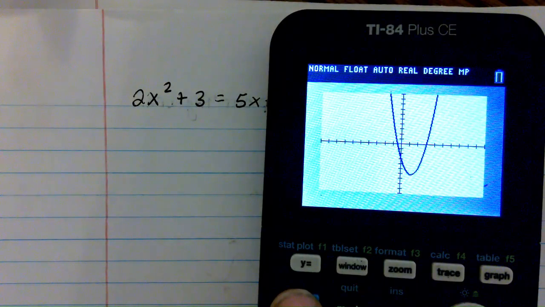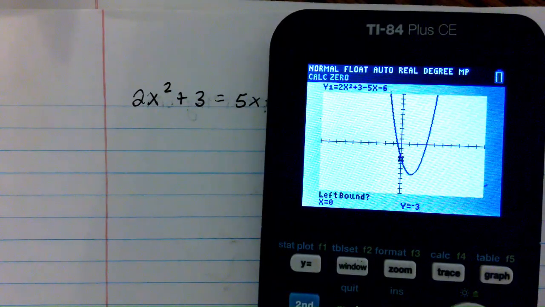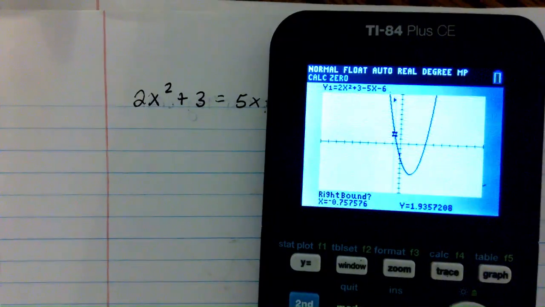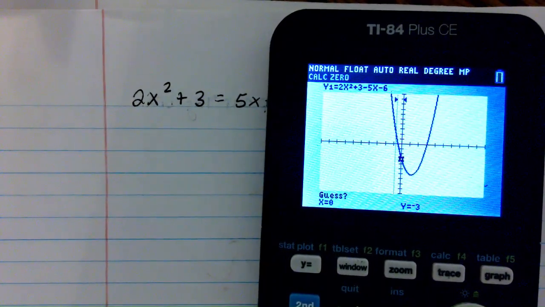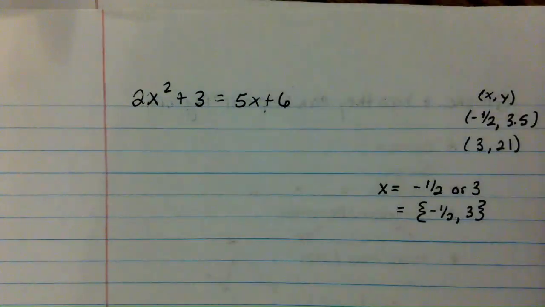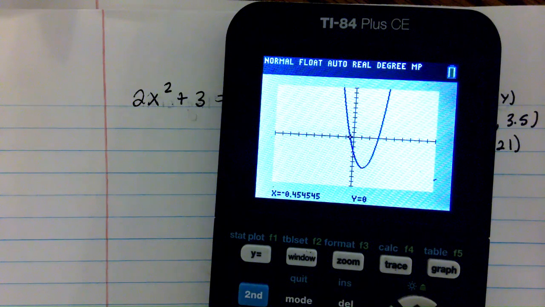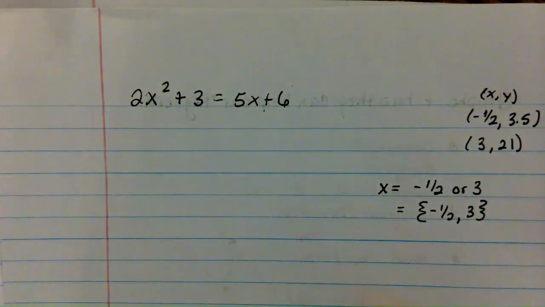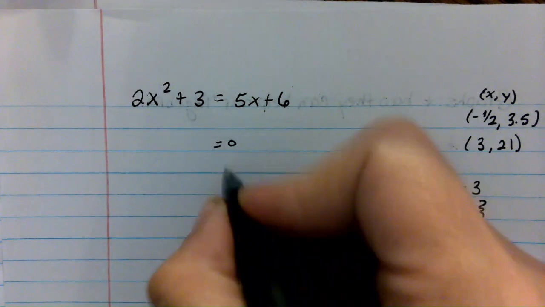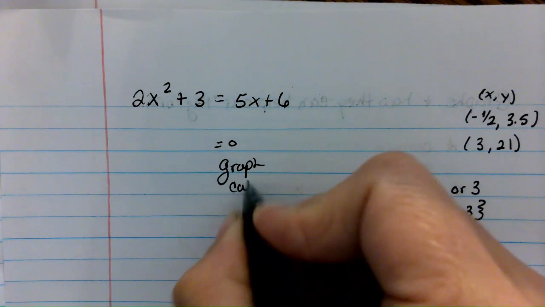Now I can just calculate a 0, which is menu number 2. Get to the left, get to the right, hit enter. There's that -1/2, which is what we had, right? And then the other one we can see is at 3 as well. So I like making it equal 0, then graph, then calculate a 0.